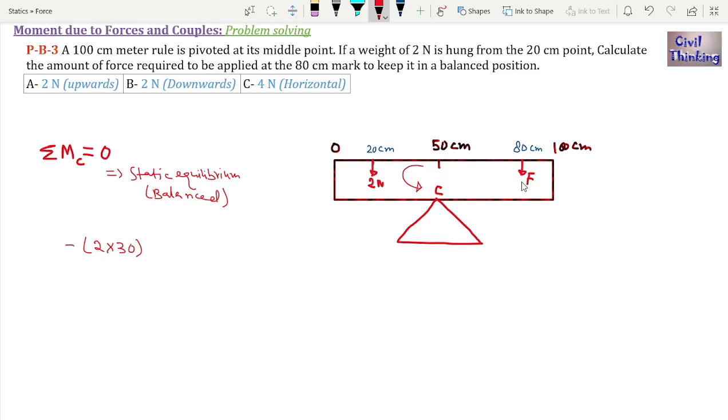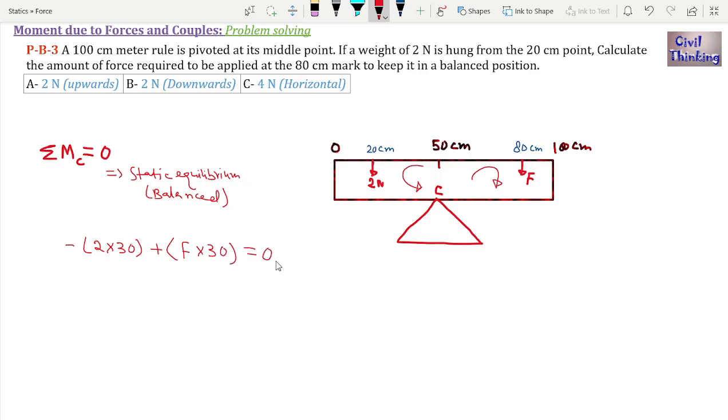right? Now there is a force F, because we assumed that the force is F and it is downwards. We have assumed that we need force F downwards to be applied at the 80 centimeter mark, then it will be balanced. Then we will find the value of F, that will tell us everything. Now F will exert a clockwise moment like this, so it is positive, plus F multiplied by, how far is force F from 50? Now it is the 80 centimeter mark and this is 50, so the distance between them is 80 minus 50, which is 30. Okay, we will assume it to be 0.